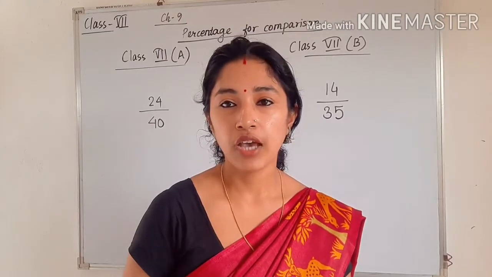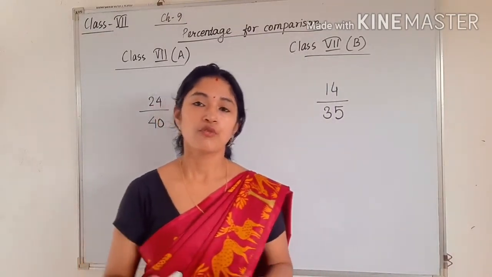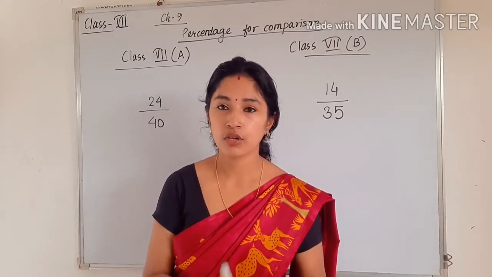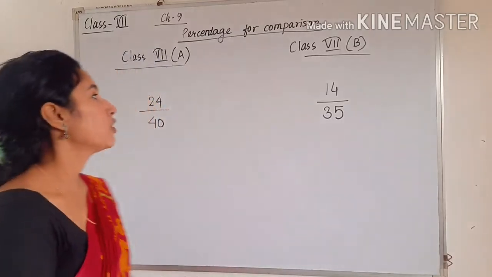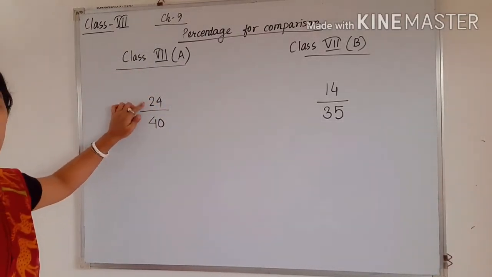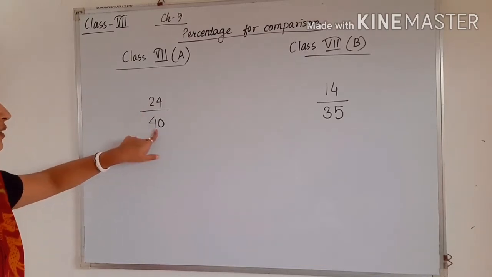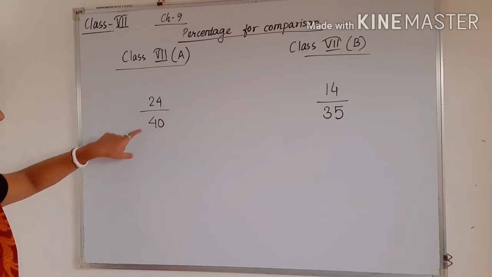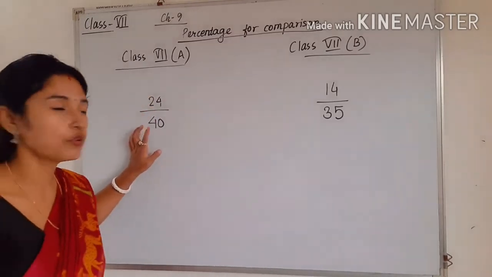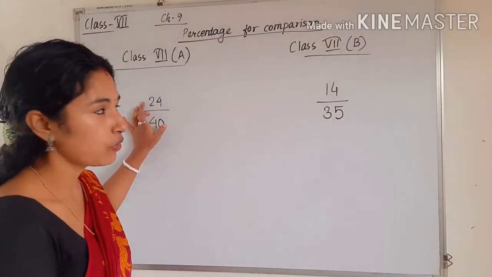Okay. So see, the next topic is percentage for comparison. If we have two datas given and we want to compare, okay, so for comparing the two datas also we can use percentage. Okay, so see here I am giving you one example. Suppose in class 7A there are 24 girls out of 40, total 40 students. Okay, this is the total number of students and this is the total number of girls, that is 24. Okay, so out of total 40 students in class 7A there are 24 girls.